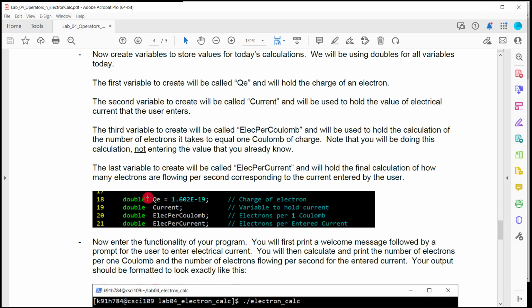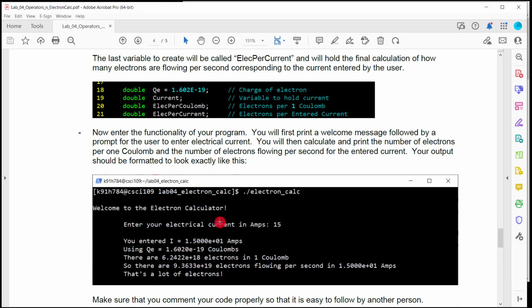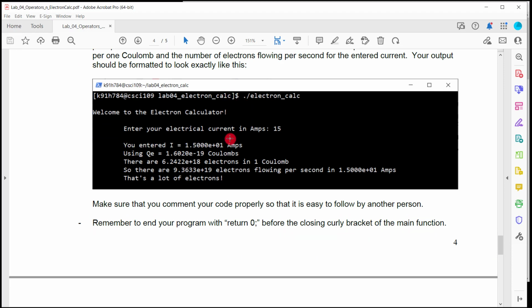And then I want you to come in here and create 4 variables of type double. One will hold the charge of an electron. One will hold the current you're going to calculate. One will hold the electrons per coulomb, and one will hold the electrons per second. And then you will run the calculations above, okay? When you get done, it will look like this.